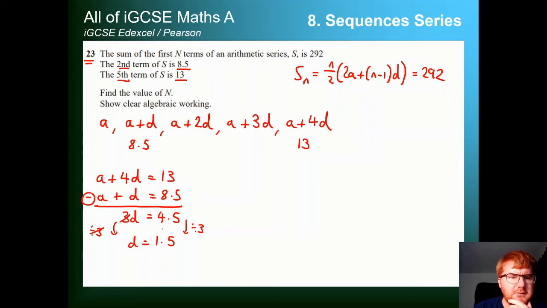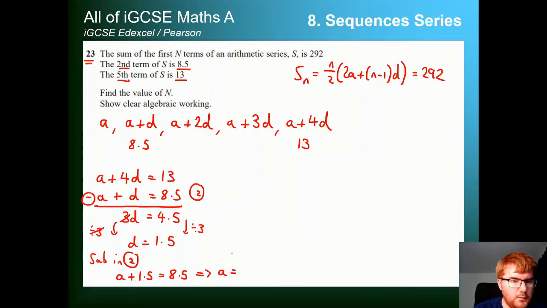And once we know this is equal to 1.5, we can substitute back in one of the equations. You've seen this idea before. So we get a plus 1.5 is equal to 8.5, and therefore a here must be equal to 7. Like so. So we've worked out a is 7 and d is 1.5. You can always check this by putting the numbers back in. So adding on 1.5s, and you'll see you'll get to 13 at this term here.